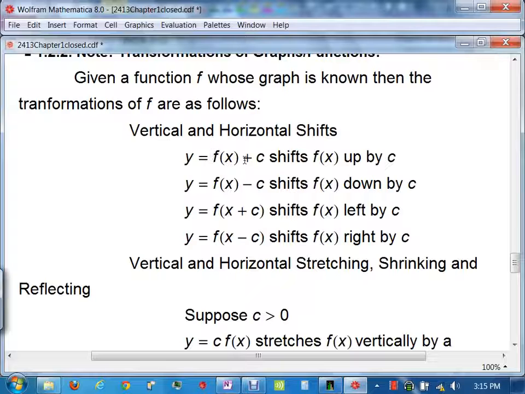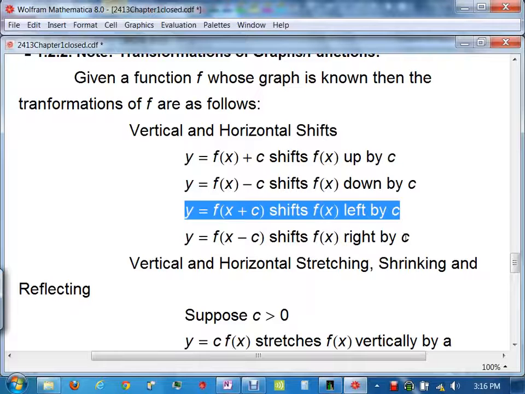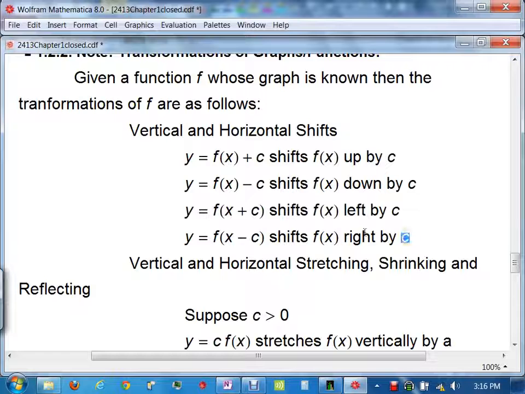If you take that function and you add a number to it, it moves it up. If you subtract a number, it moves it down. If you add a number inside the function, it moves you left. If you subtract a number inside, it moves you right. And you have to be careful with these, because these two right here are backwards. They're opposite of what you think.